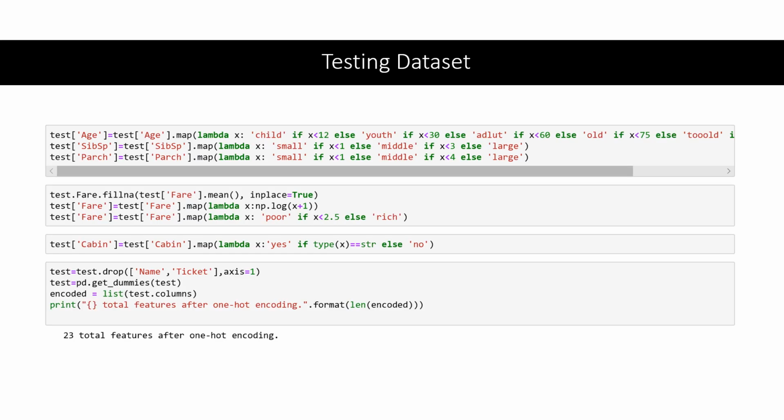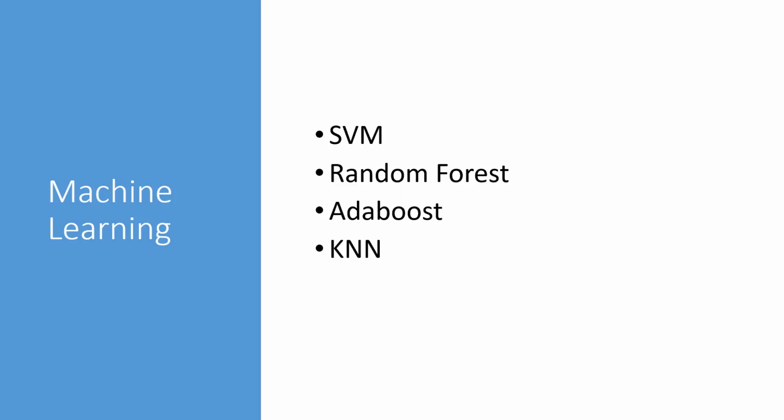For the testing data set, we do the same, and we also group age, siblings, spouse, and parents into different categories, and we did the same thing for the fare. Here we also get 23 features.